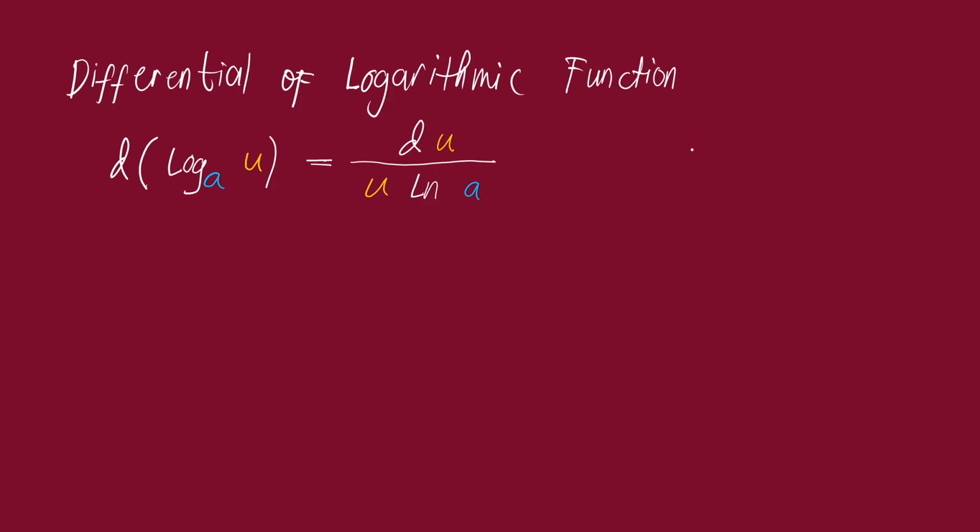Okay, so when we say natural logarithm, that is actually equal to the logarithm of, say, for example, u to the base e. So this can be rewritten as the natural logarithm of u, or ln u. Okay, so this is the general formula for the differential of the logarithmic function.